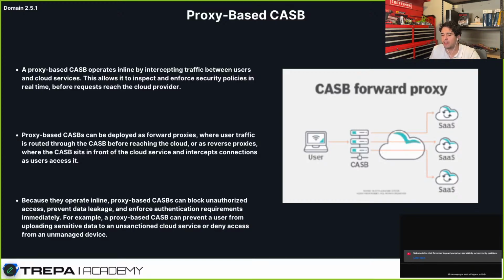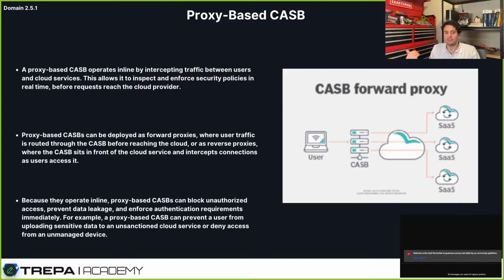So they can be deployed as forward proxies, where user traffic is routed through the CASB before reaching the cloud, or it could be reverse proxies. So like I said, there are some security functions native to a lot of our major cloud service providers that kind of act like that reverse proxy that say, you know, we're going to deploy this resource in my Azure tenant that's going to act as this kind of proxy to do that packet inspection before it gets in.